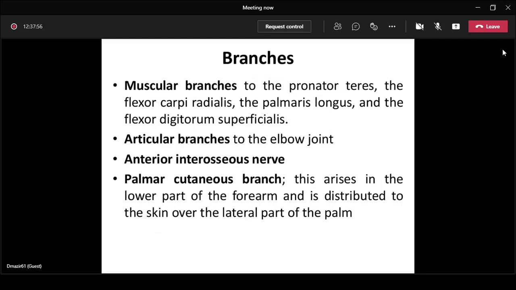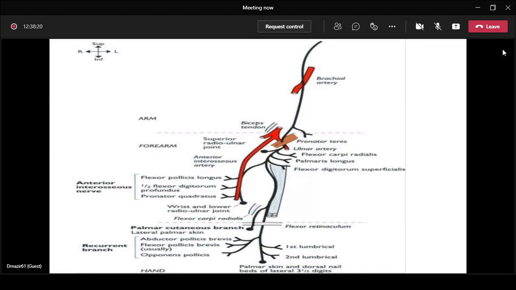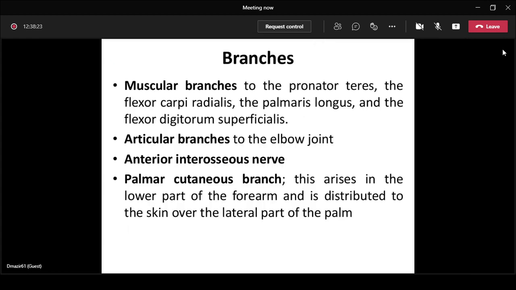Now its branches. There are muscular branches in the forearm. As I told you, in the arm it gives no significant branch, but it travels all the way from the arm to the cubital fossa as such. It gives muscular branches to the pronator teres, flexor carpi radialis, palmaris longus, and the flexor digitorum superficialis. These are its muscular branches. It gives articular branches at the elbow. Then there is the anterior interosseous nerve, and then the palmar cutaneous branch.